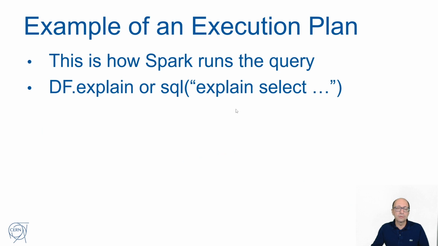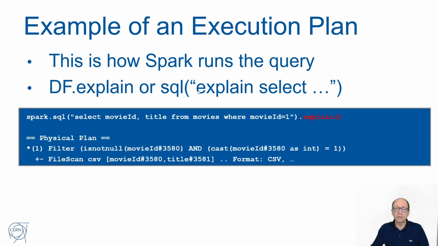An example of execution plan, and now you can get an execution plan for your DataFrame operations, is using the explain or SQL explain select. We will see in one of the demos a table called movies containing a list of movies where we have movie ID and title, and here we apply a filter onto it, and then we get explain. So one operation that will be done is reading the CSV, because that's where data for this table is, and then a filter is applied. The filter on movie ID equals 1.